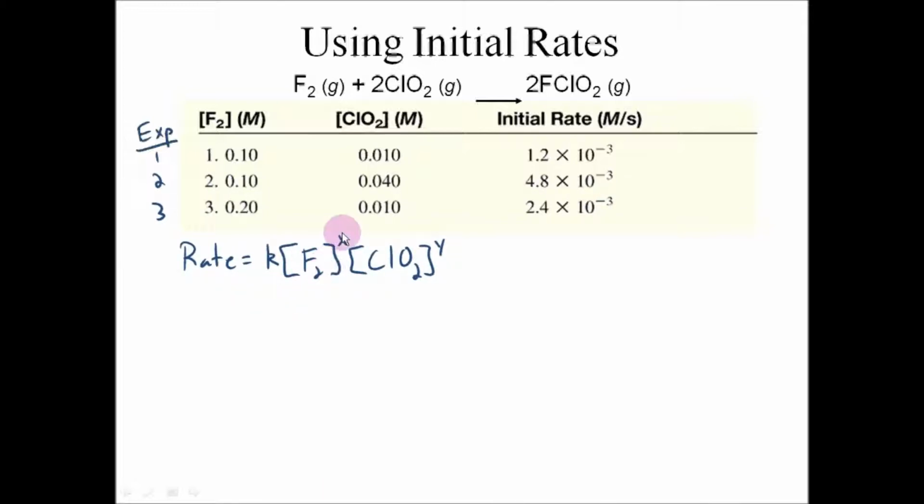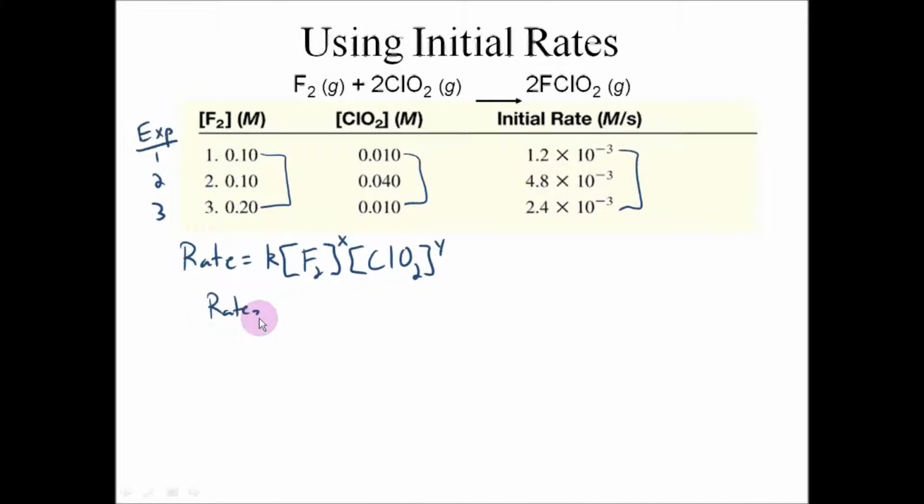If we want to find out what X is with respect to F2, we need to find 2 experiments where the concentration of F2 changes, but the concentration of ClO2 does not change. We need to isolate just the F2 changing. So if I want to do this, I'm going to want to compare experiment 1 with experiment 3. Going from experiment 1 to 3, F2 concentration doubles, and the ClO2 concentration does not change at all.